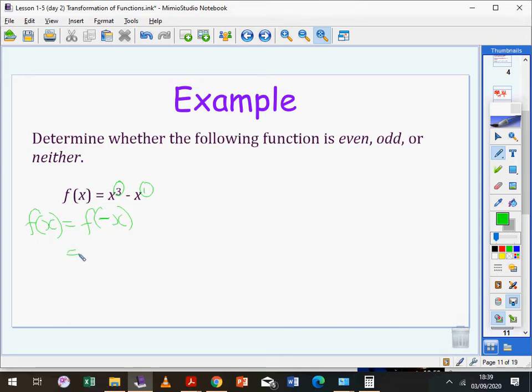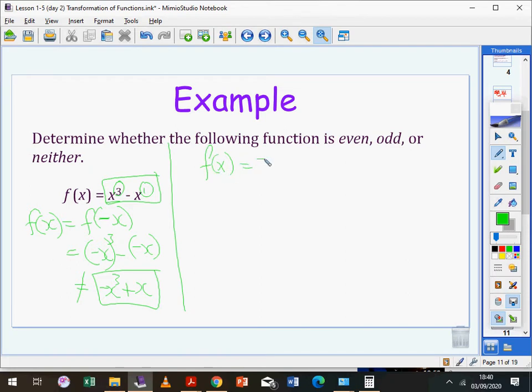If I switch, instead of x, I put negative x cubed minus negative x. Does that leave the output value unchanged? No. What I've ended up with is different from what I started with. Therefore, that function is not even. Let's continue to check if it's odd. If it's odd, f of x will equal the same thing after these two transformations.